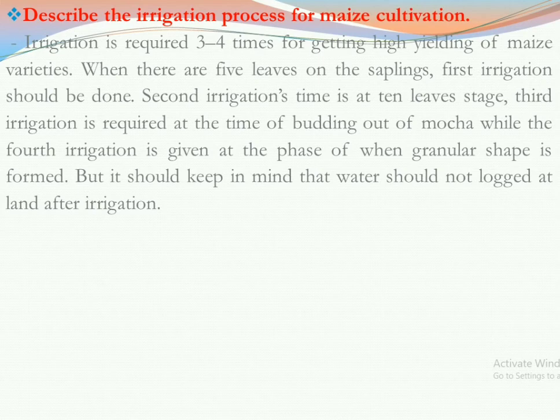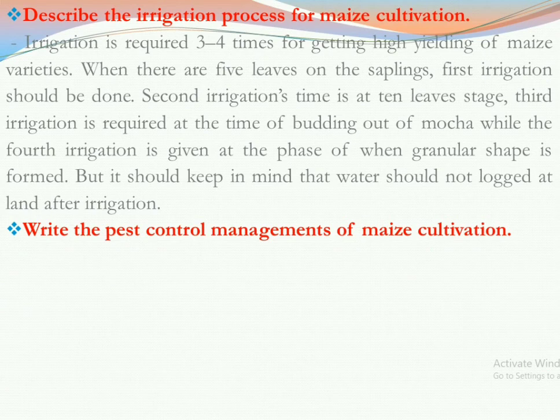And third irrigation should be given at the time of budding out of mocha, while the fourth irrigation is given at the phase when granular shape is formed. So third irrigation should be given when the mocha comes out in the plant, and fourth irrigation should be given when it takes granular shape in the plant. But it should be kept in mind that water should not be locked in the land after irrigation. So we should be very careful that no water stays in the field. That means we should supply a sufficient amount to the plant.